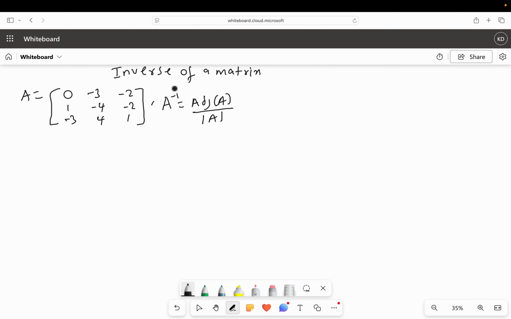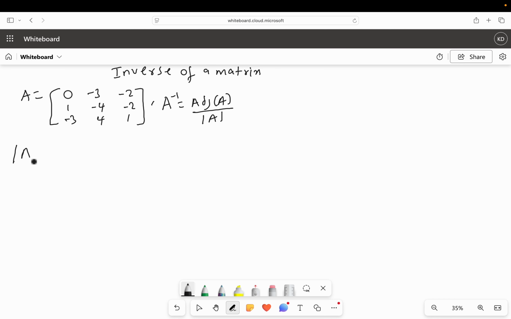In this video, we are going to go through a step-by-step method of finding the inverse of a 3 by 3 matrix. So we are given this A matrix, and the formula for finding the inverse of a matrix is the adjoint of the matrix over the determinant of the matrix. So let us start by finding the determinant of the matrix.